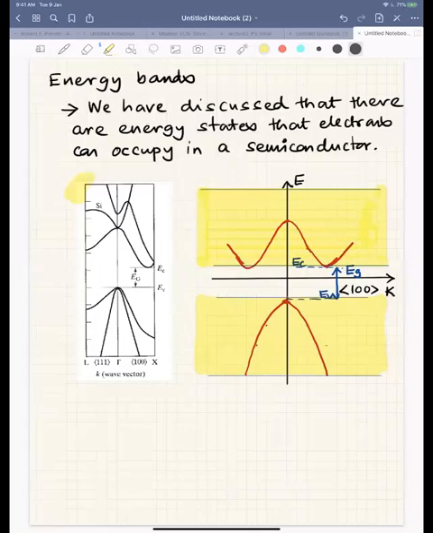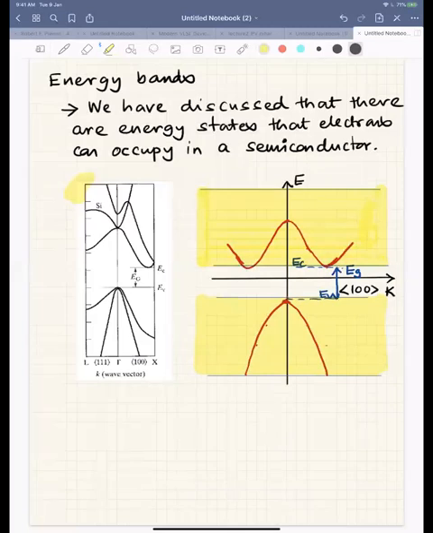But the maxima of the valence band happens at the gamma point, and the minima of the conduction band is in the 100 direction, 100 phase. So this is not at k equal to 0. This is at some k point in the 100 direction, mostly very close to the X point. Since the valence band maxima and conduction band minima are not at the same k, we define silicon as an indirect band gap semiconductor.